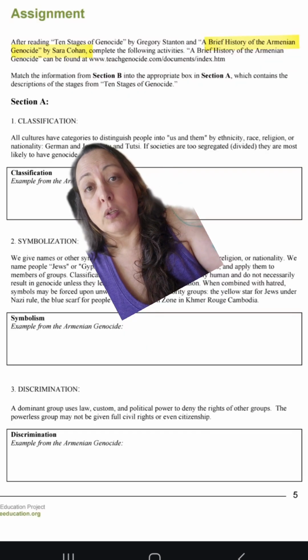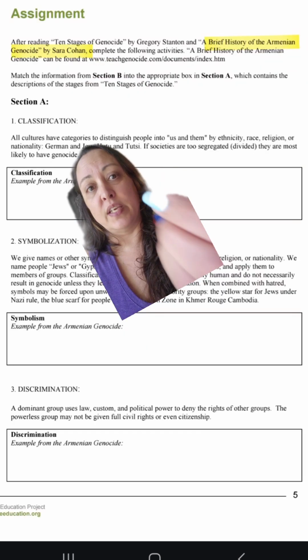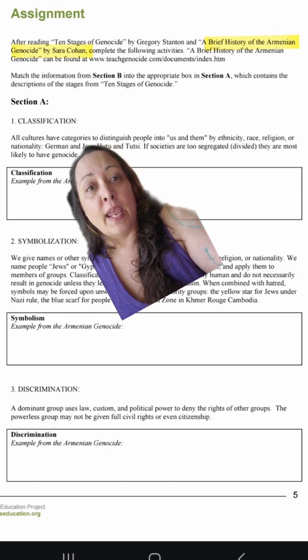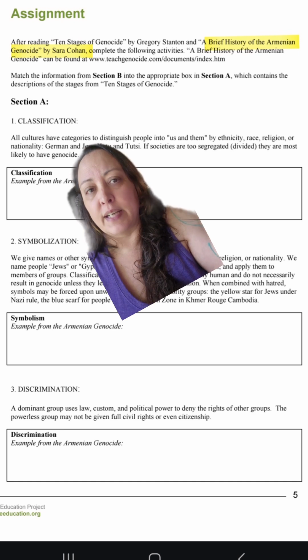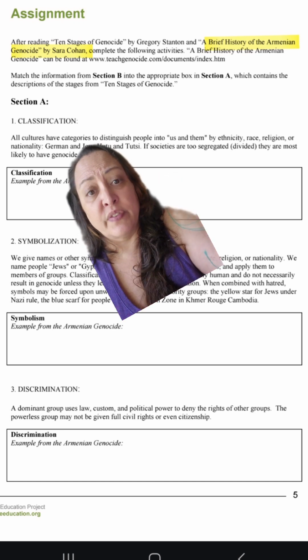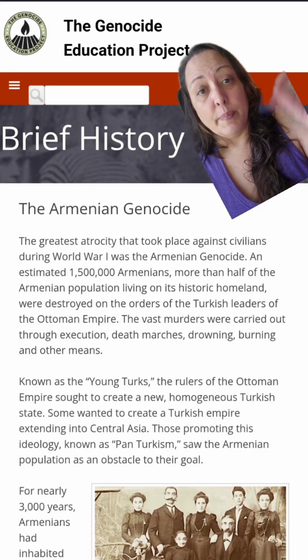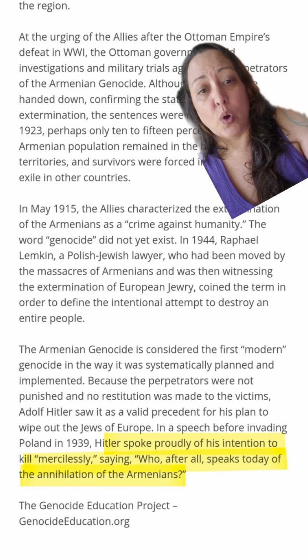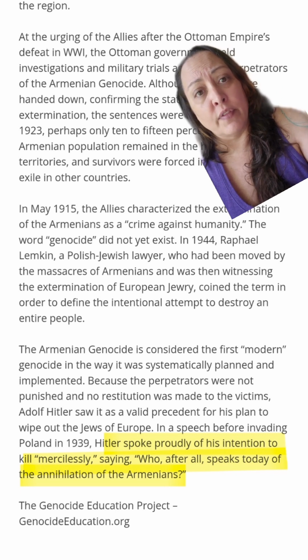The next page in this little article actually gave an assignment to read both this and A Brief History of the Armenian Genocide by Sarah Cohen. I tried to find it and had a hard time, and then I found something that was very similar on the same website. But I'm not going to read this one right now because it is way too long. Although I did want to get to this quote way down at the bottom, something that Hitler actually said. Apparently he spoke proudly of his intention to kill mercilessly, saying, "Who, after all, speaks today of the annihilation of the Armenians?"